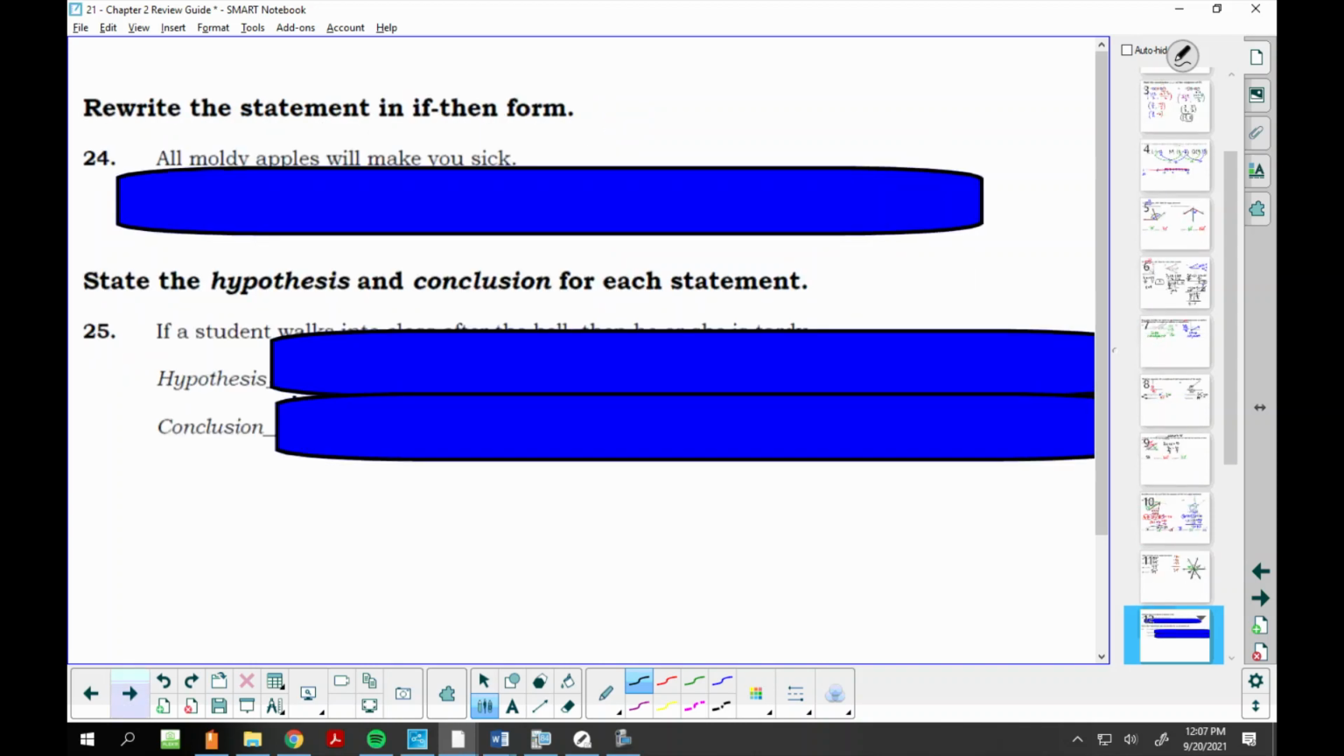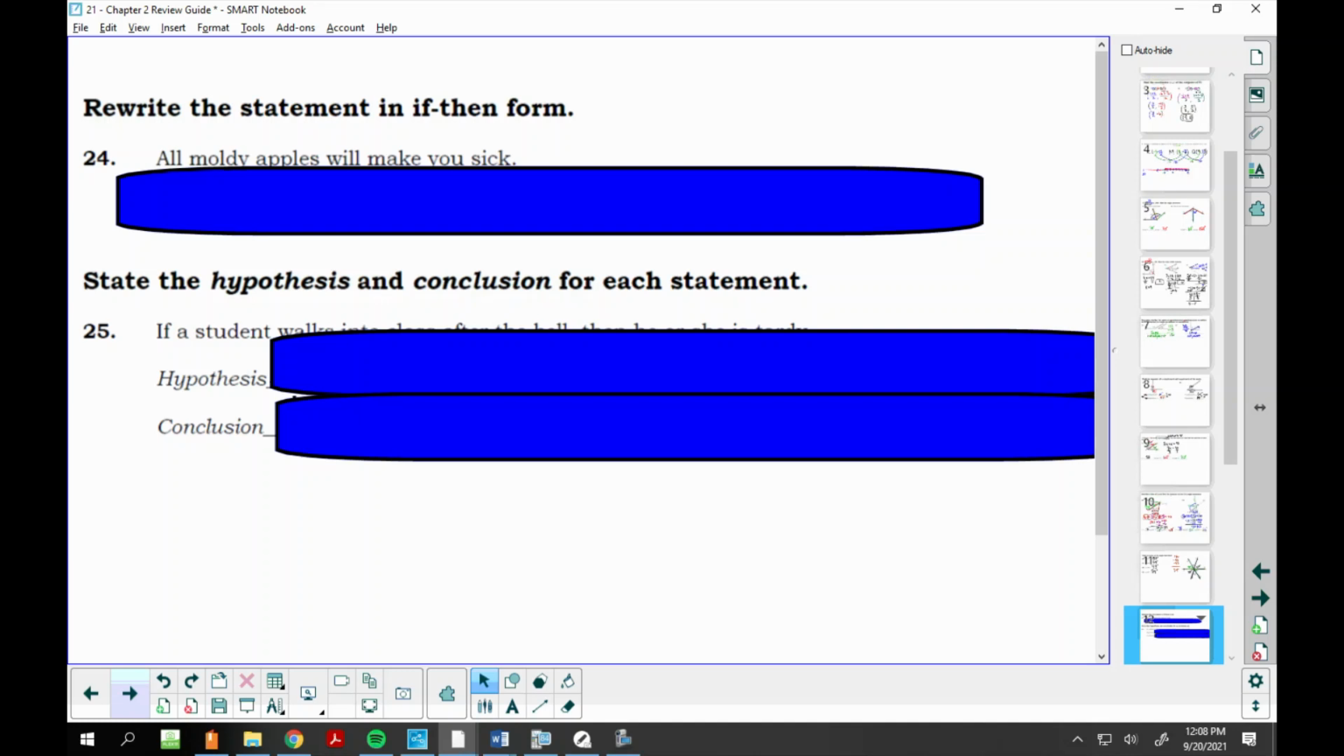All right, here comes the writing part. Rewrite the statement in if-then form. All moldy apples will make you sick. So remember when you see the word all, we're not going to write all in our if-then statement. You're going to think of one. So all moldy apples, no, we're going to think of one moldy apple.